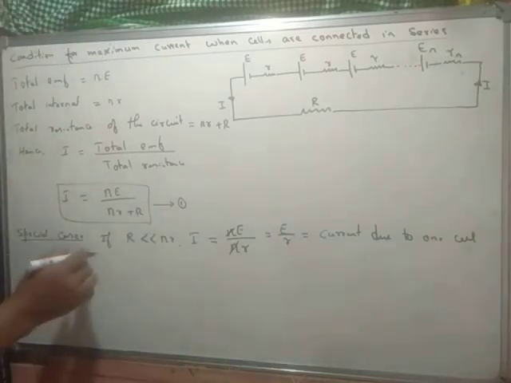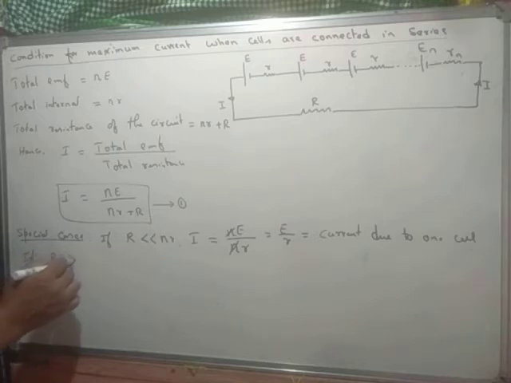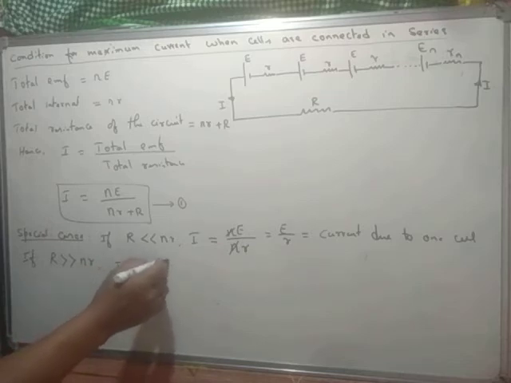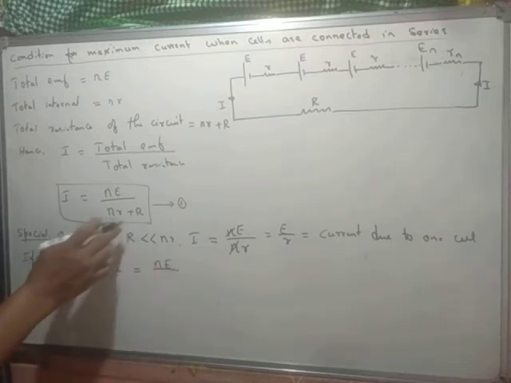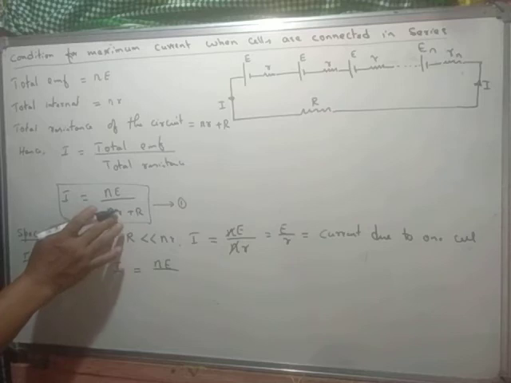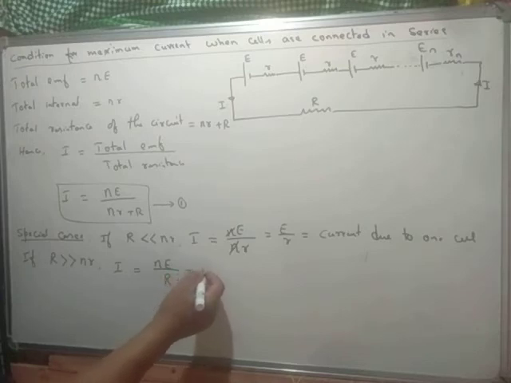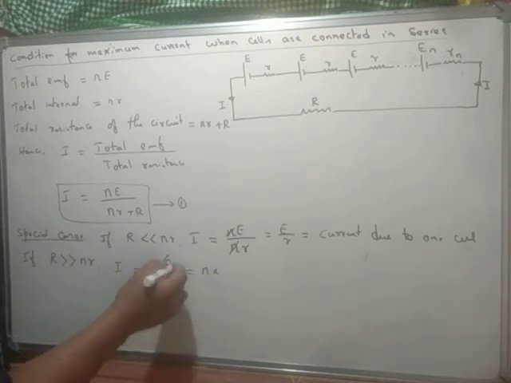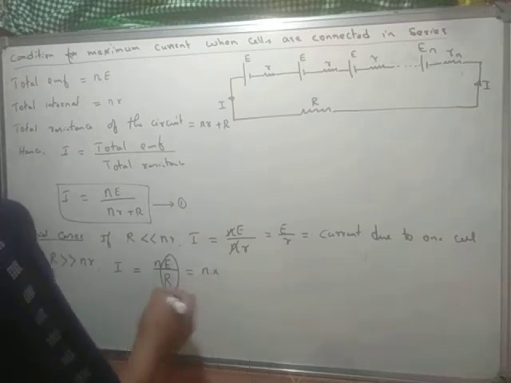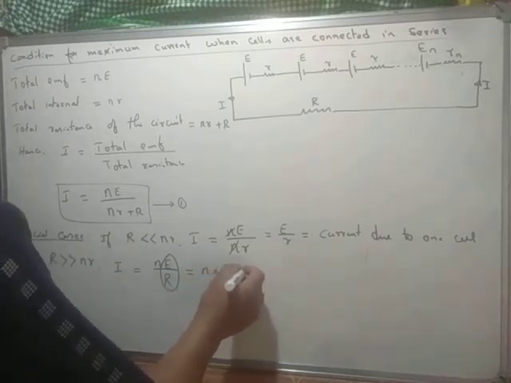So this is the current due to one cell. And the second case is if this capital R is very large compared to the total internal resistance. In that case your I becomes nE upon, because this R is too large compared to nr, this nr can be neglected. So in the denominator you'll have only capital R. So again this is n, but this E upon R is actually the current due to one cell. So we can write n times the current due to one cell.